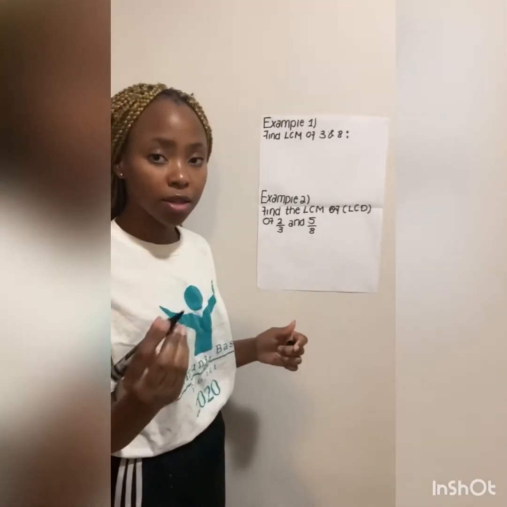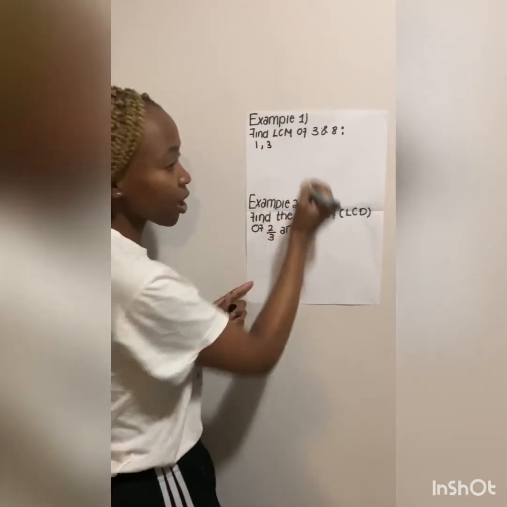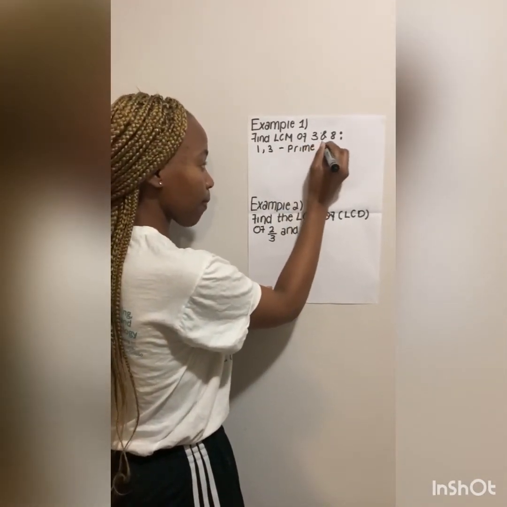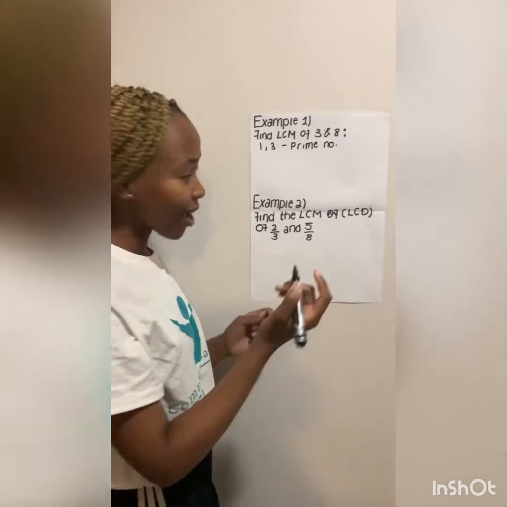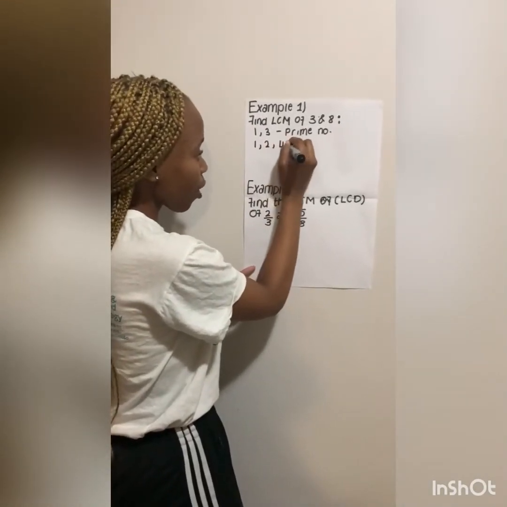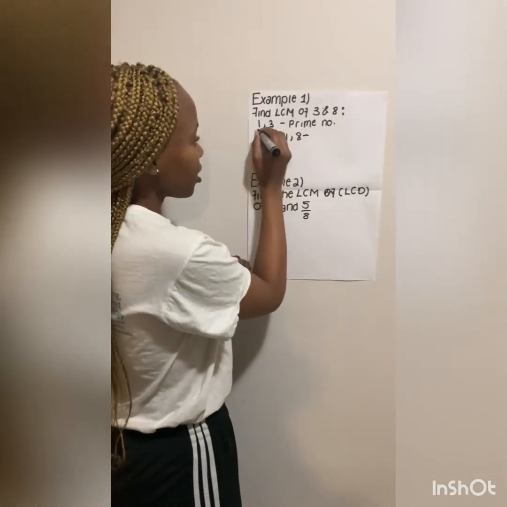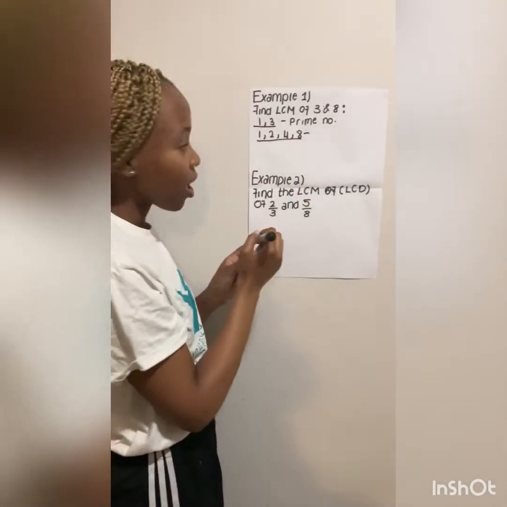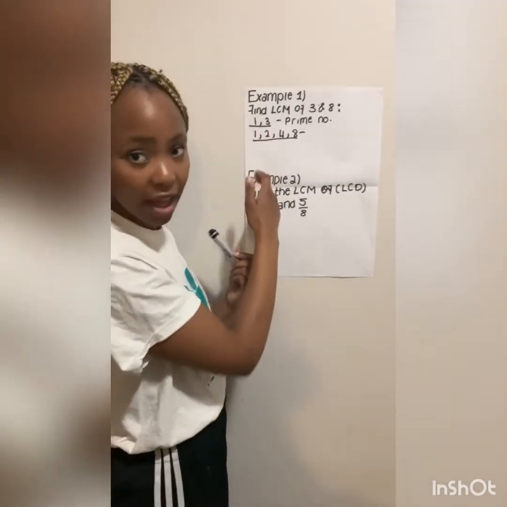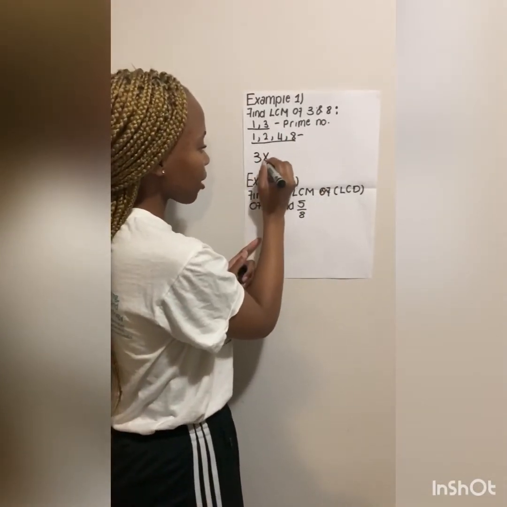Well, when we check the factors of 3, we find that we have 1 and 3, as 3 is known as a prime number. Whereas 8, we find that there is 1, there is 2, there is 4, and there is 8. Because of that, these are known as factors. And seeing from the factors, we see that there is no common factor. Therefore, the common multiple will just be 3 times 8.